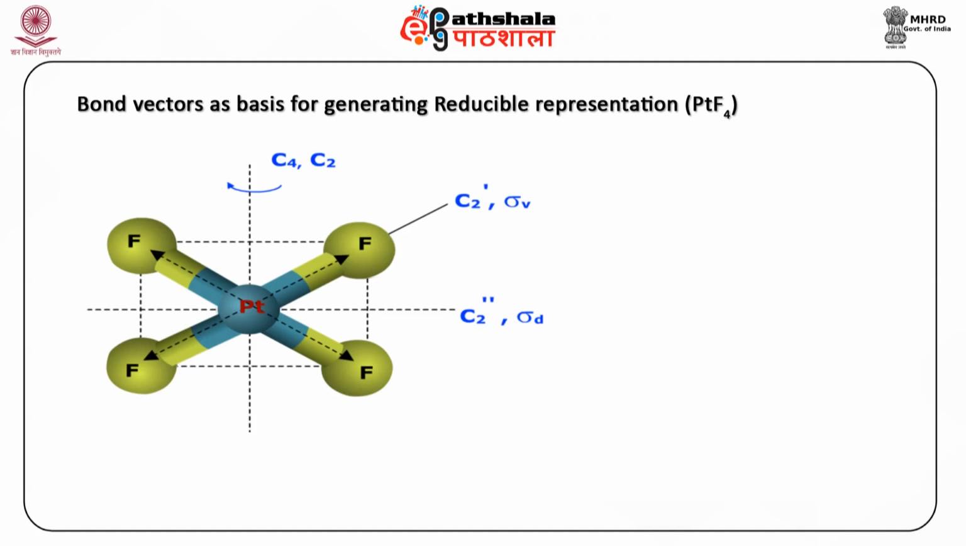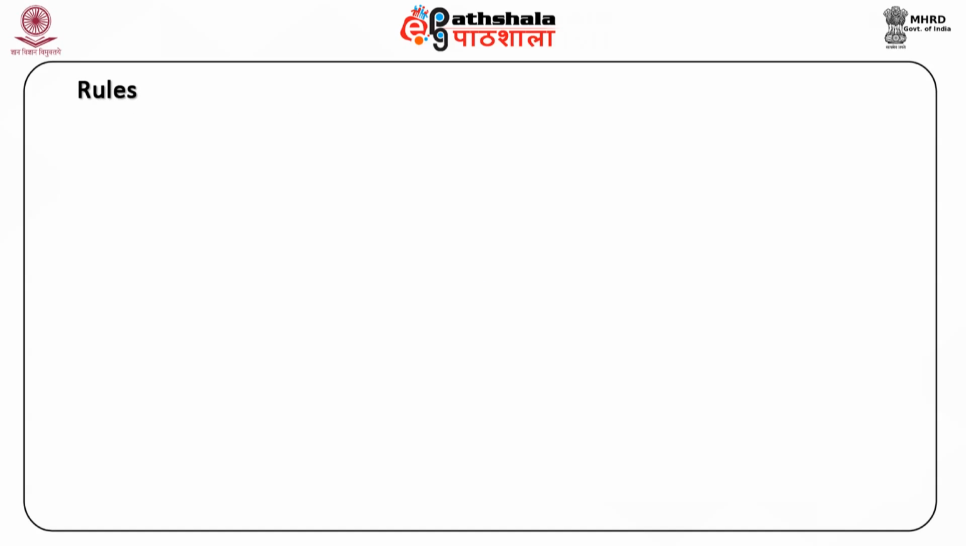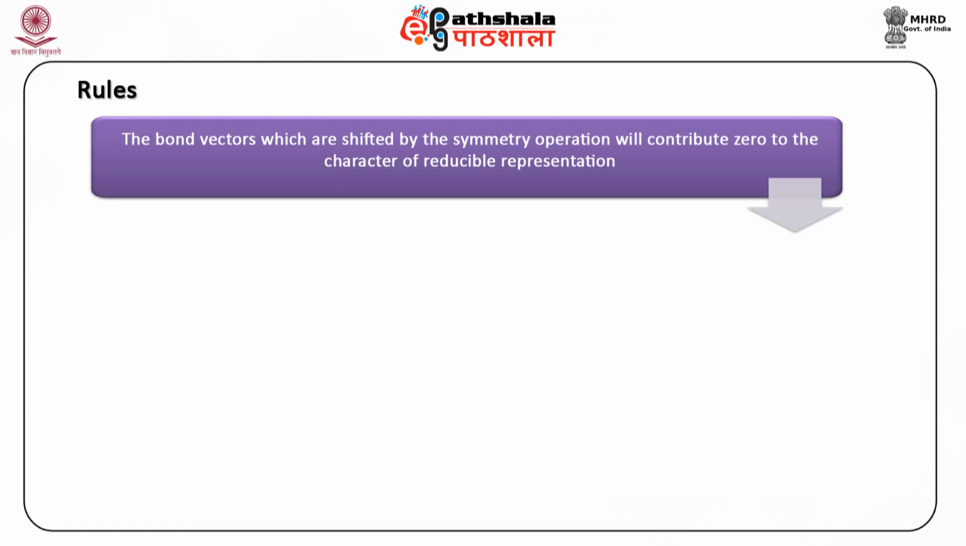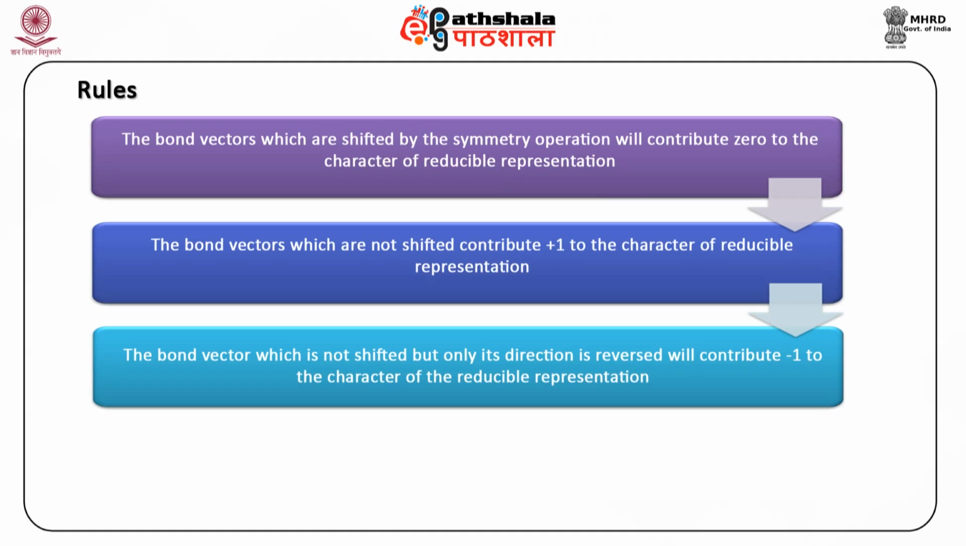The first one to be discussed has 4 PTF bond vectors. To get characters for the reducible representation for which PTF bond vectors are the basis, we have the following rules which will be helpful. The bond vectors which are shifted by the symmetry operation will contribute 0 to the character of the reducible representation. The bond vectors which are not shifted contribute +1. The bond vector which is not shifted but only its direction is reversed will contribute -1 to the character of the reducible representation.